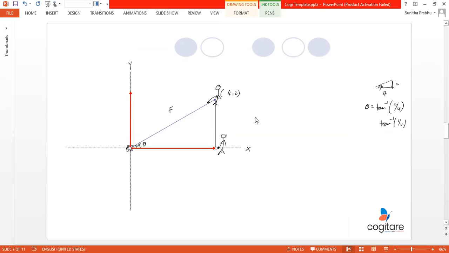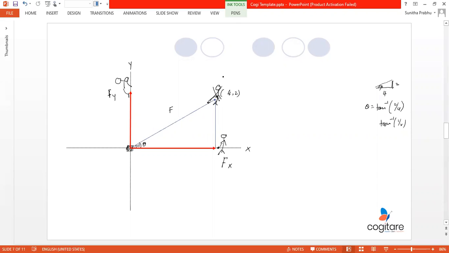Able to follow what I said? I want to remove this person and substitute two people. One person is going to apply Fx, and another person is going to pull along Fy. But the body will move as if it is under the influence of the original force.